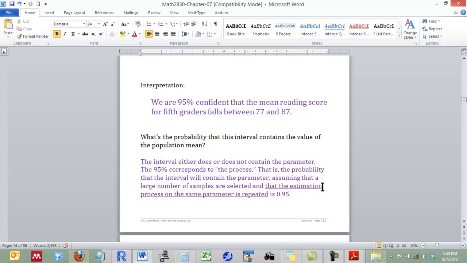Now keep in mind the phrasing here. I said I'm confident that it does. It either does or it doesn't. So that 95% refers to the process. It's not a probability, so that's why it's kind of weird. It's talking about the process of constructing this. If I did this over and over again, so I kept taking samples of size 35, then 95% of the time I'm going to capture my true mean. That's what the 95% refers to.